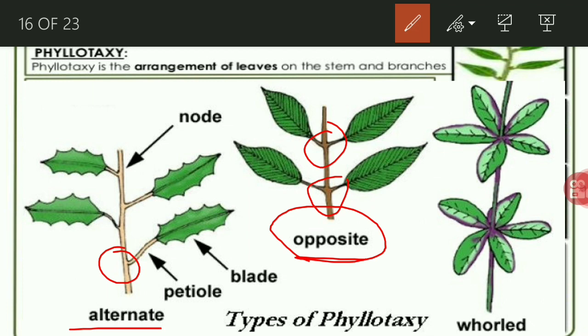When many leaves are arranged on the node, it is said to be whorled phyllotaxy. Sound interesting, right? So next time when you come across plants, I would like to suggest you find out its type, whether it's simple or compound, and also how they are arranged on the branches.